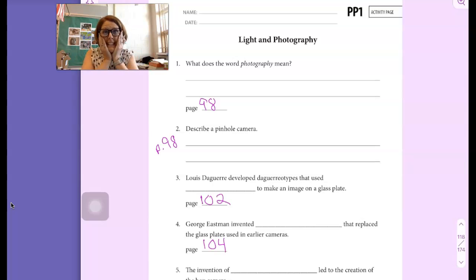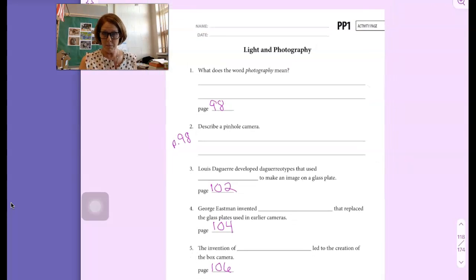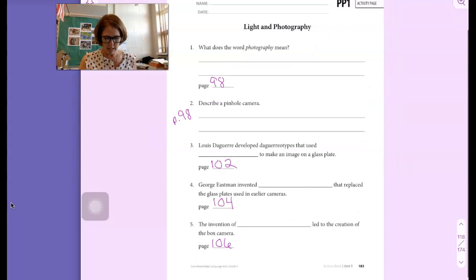Oh my goodness. So you need your activity book and your reader, and you're going to open up to pausing point 1, which is at the back of your activity book. Pausing point 1 at the top, and it's on page 183 of your book. So pause the video if you need to get your activity book and your reader, and then come on back.